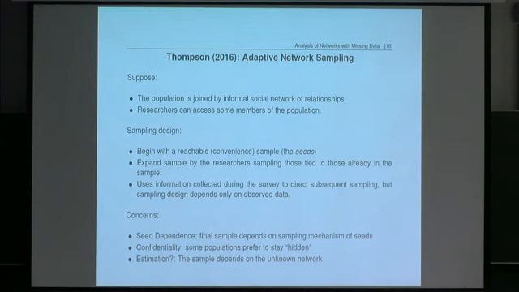We then extend the sample by sampling the people that are tied to those who are already in our sample. So this uses information that we collected during the survey to direct our subsequent sampling. But we note that the sampling design only depends on the data that was observed in the sample. There are some concerns for this approach. Firstly, dependence on the seeds that we selected, confidentiality, especially in the case of RDS, respondent-driven sampling, which is what I do. We're dealing with hidden populations, so it may be very difficult to get them to participate. The question of whether we can do estimation at all if the sample depends on this unknown network.